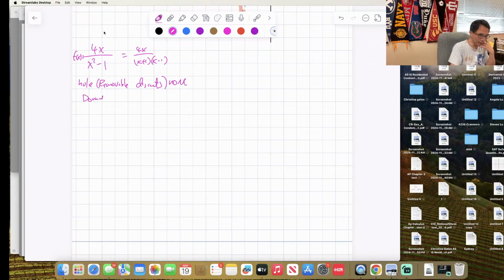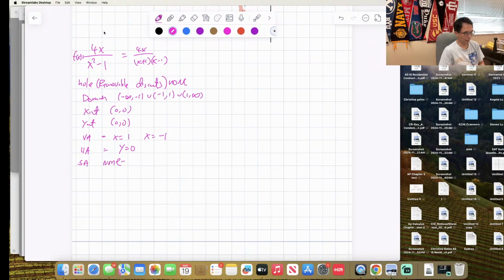Domain is what? Negative infinity to negative 1, union from negative 1 to 1, union from 1 to infinity. X-intercept 0, 0. Y-intercept 0, 0. Vertical asymptote is what? X equal to 1 and x equal to negative 1. Good. Horizontal asymptote? Y equal to 0. I love that. Y equal to 0. Good. Slant asymptote? None. Okay, so that way we find all the information.